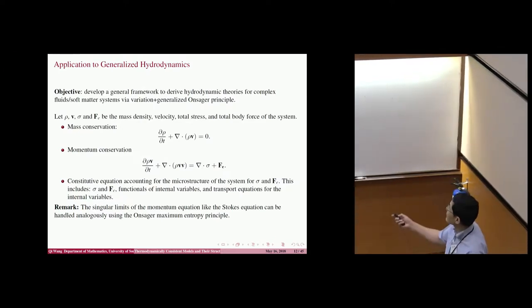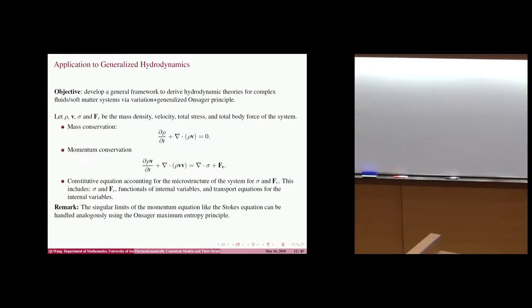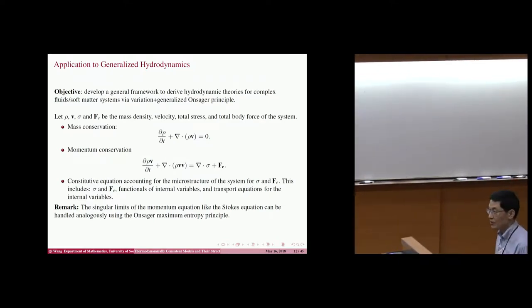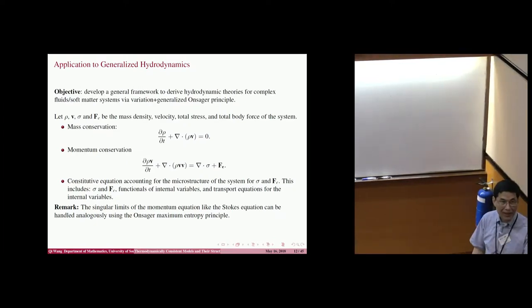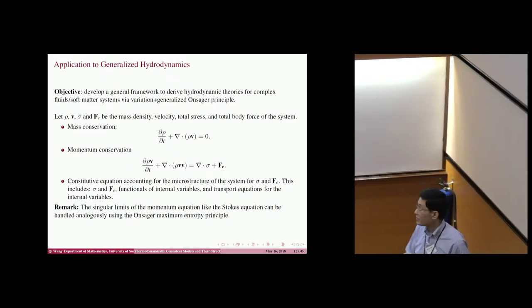Okay? Because you can see, in this equation, we have the total mass, we have the average velocity, and we also have total stress, and also we call this a body force. If you count the number of equations and unknowns, apparently the number of unknowns exceed the number of equations, so we need to have more equations. That's the place where we can apply the Onsager principle to get additional equations. That's what we call the constitutive equations.